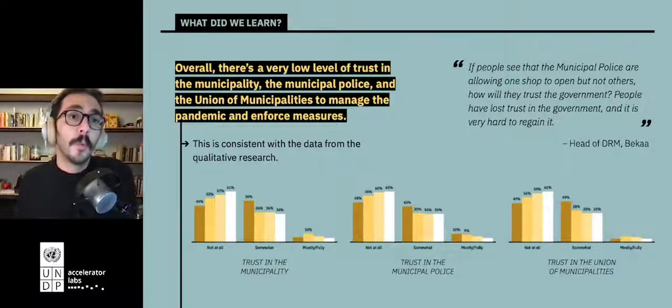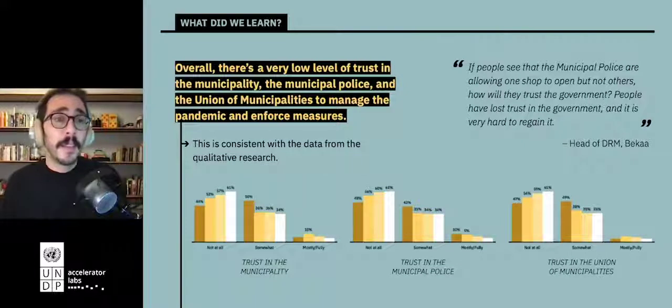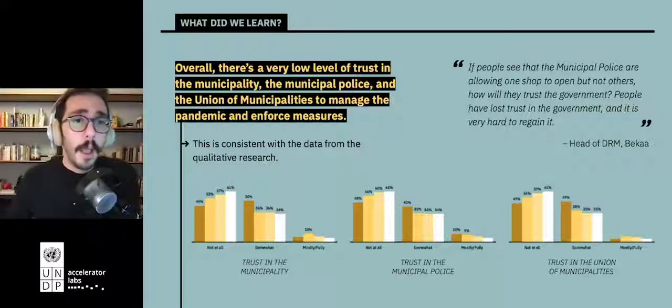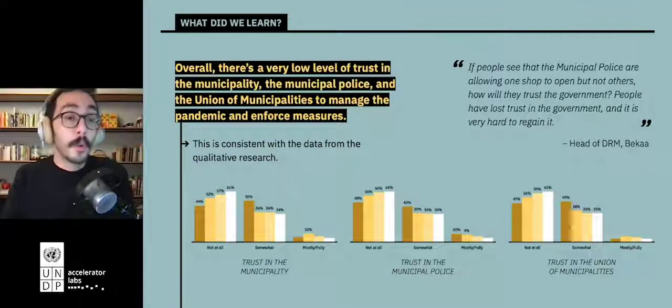Overall, there's a very low level of trust in the municipality, the municipal police, and the union of municipalities to manage the pandemic and enforce measures. And I will leave this here for a couple of seconds so you can see it. This was consistent also with the data from our qualitative research.